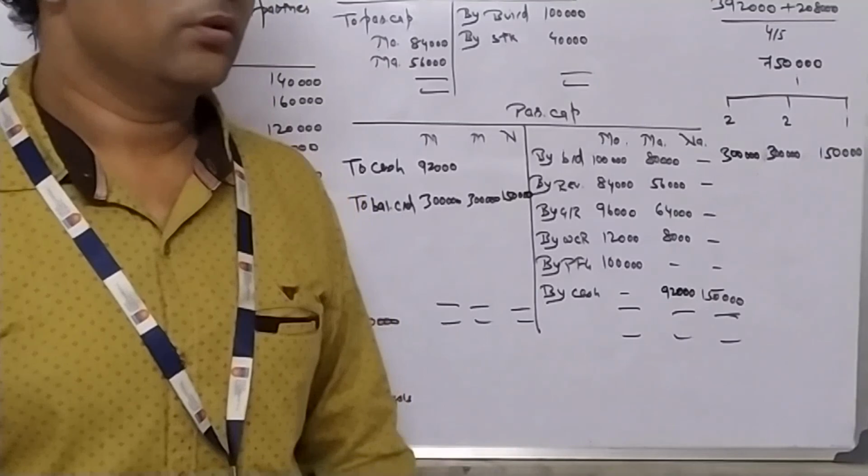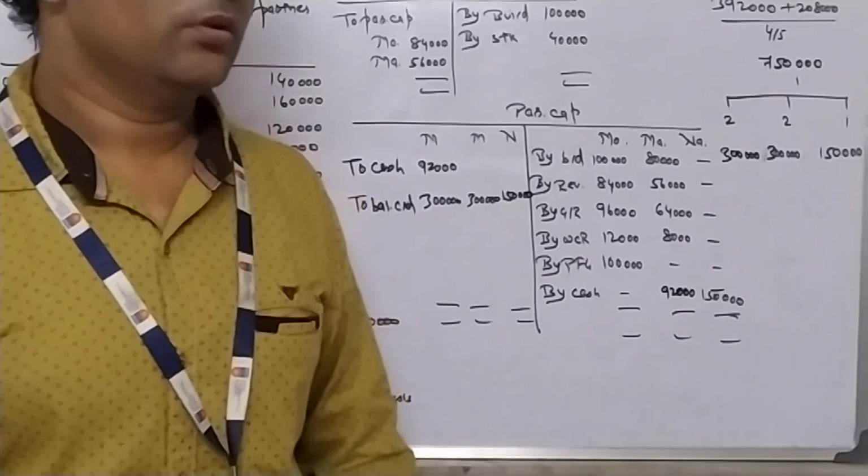If we were doing the balance sheet, we would have written these two figures here and the work would be finished. We would have done that, but we will not do that. We have added both the capitals. 1/5 is Naveen's share, so Mohan and Mahesh's share is 4 by 5. So this will be divided by 4 by 5, that means into 5 divided by 4. It will come to 7,50,000.